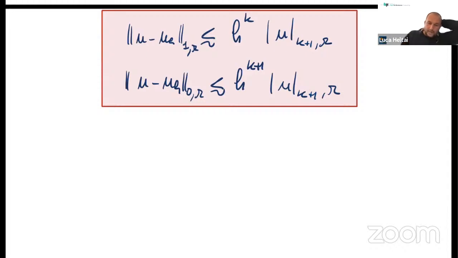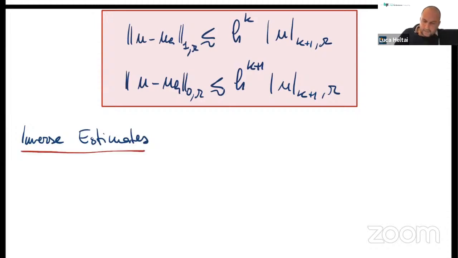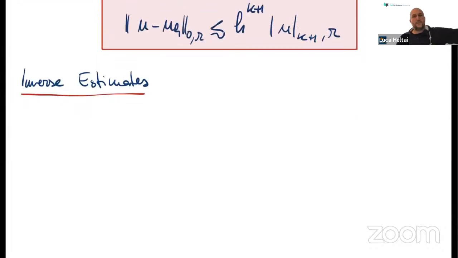Okay. So now, one of the things that is going to be very useful and that we are going to be using a lot for all the various analysis is the inverse estimates and trace estimates. So let's introduce these arguments right away. So inverse estimates. What are inverse estimates? Inverse estimates are estimates in which you try to control weaker Sobolev norms with higher Sobolev norms.